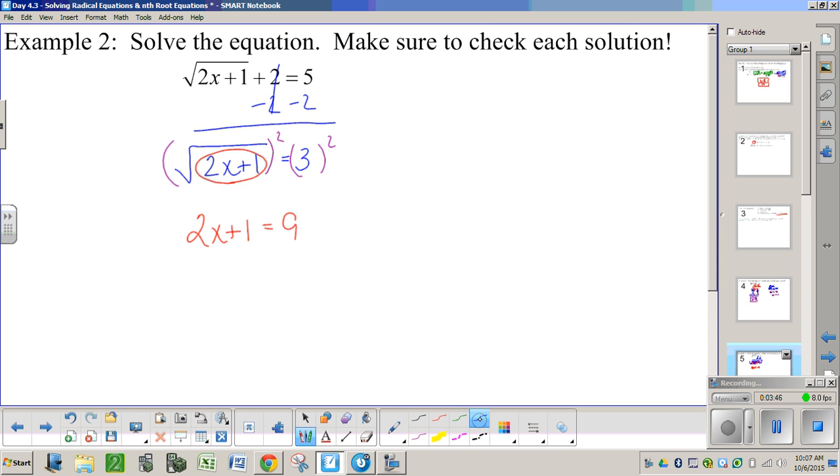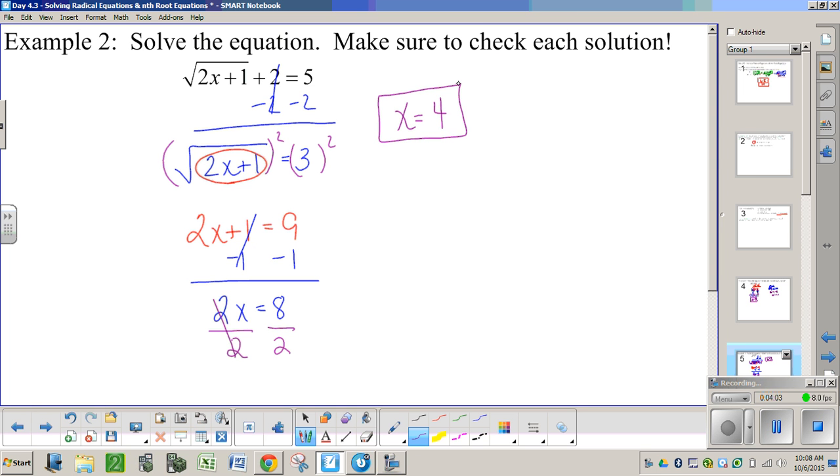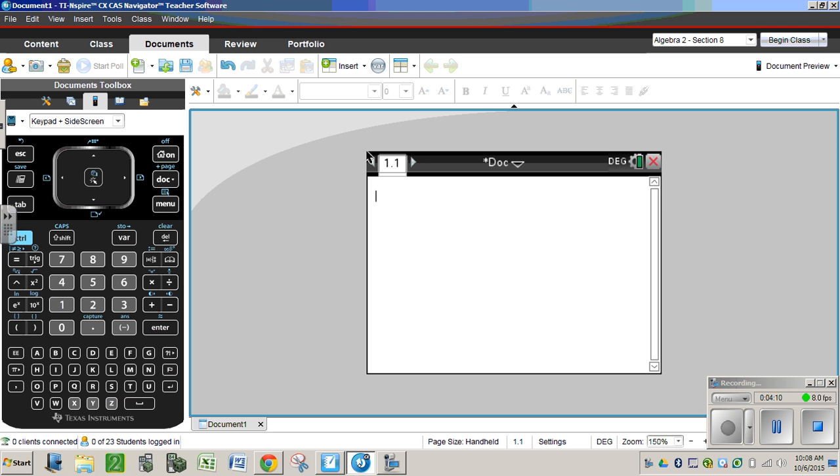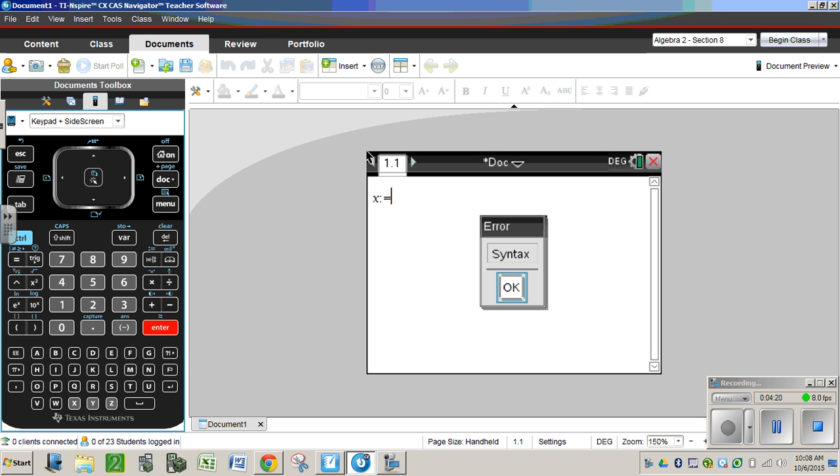Here you have a nice linear equation that you can solve now. So we'll subtract 1. We get 2x equals 8. And our last step is to divide by 2. And now we have x is equal to 4. And if you go ahead and check that in your calculator, if you forgot how to check in your calculator, let's try that for a minute. So if you take your calculator, make sure you're on a calculator page, and I'm going to store x as 4.